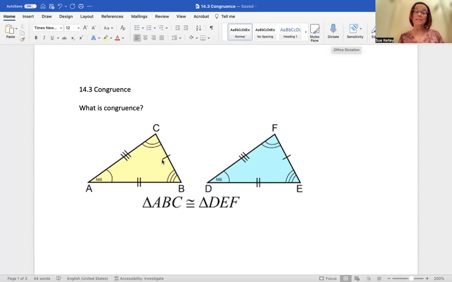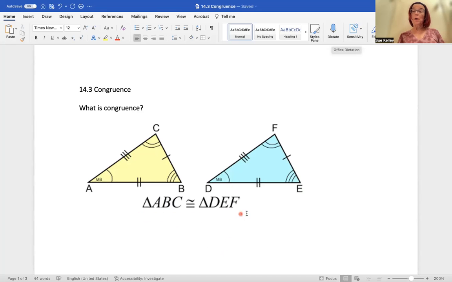You'll notice that this part here between C and B has one line, and it corresponds to the part here at F and E, and this symbolizes the fact that they are congruent parts of this triangle. They match up, in other words. In a similar way, we symbolize one little semicircle in the corner here for this angle A, that corresponds to angle D over here.